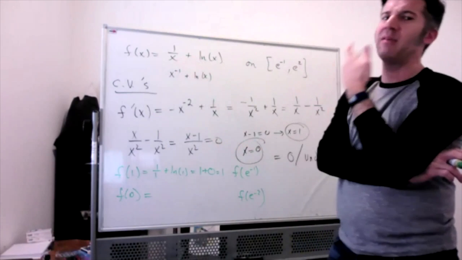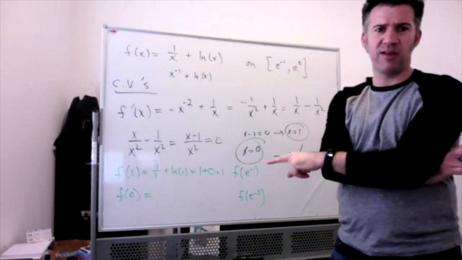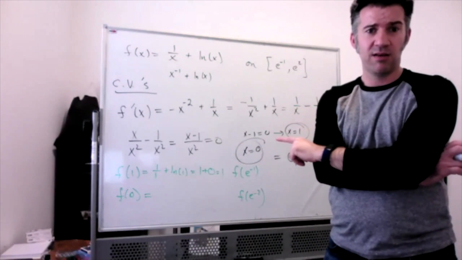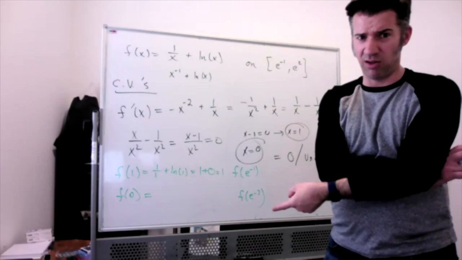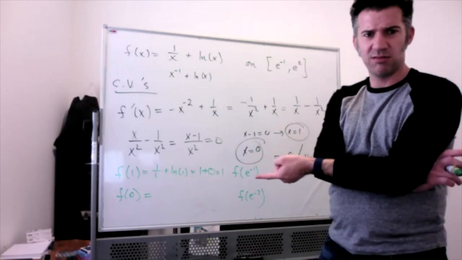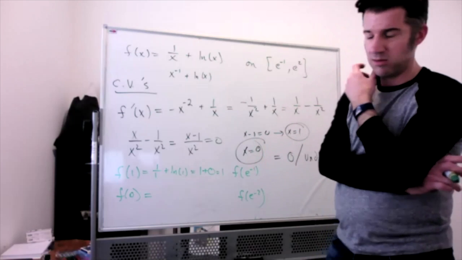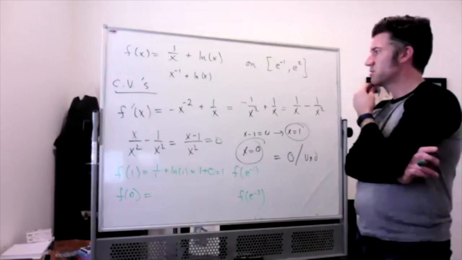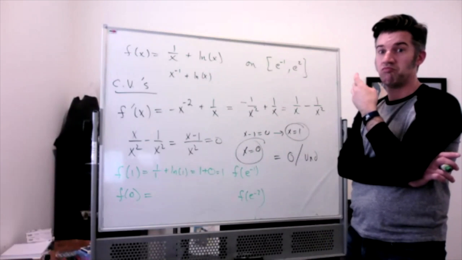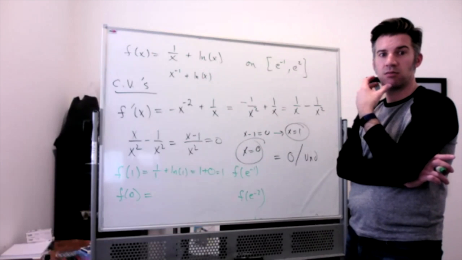Oh, I thought there was something about the extreme value theorem that said you can only use the extreme value theorem if the function is defined and continuous on a closed interval. It's not defined at 0. What are we missing here?